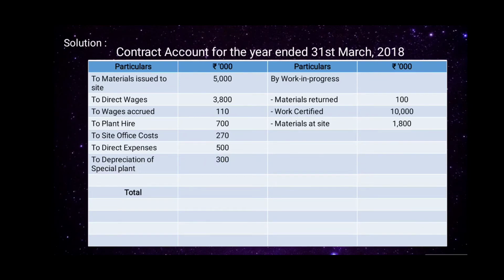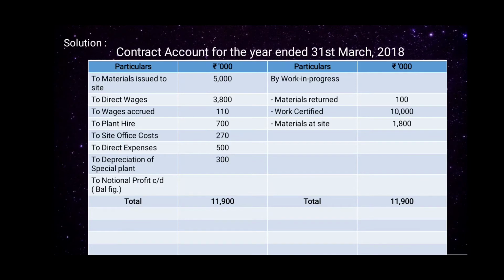So now let us take the total of both the sides. So the total amount is 11,900 on the debit and on the credit side. And the balancing amount that is coming on the debit side will be termed as notional profit. So the balancing amount is coming as 1,220, which will be brought down as notional profit. Brought down amount will be 1,220 on the credit side.